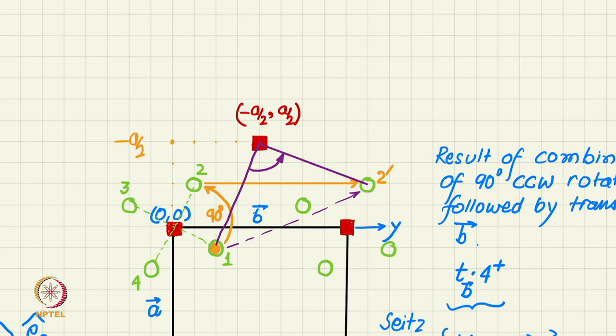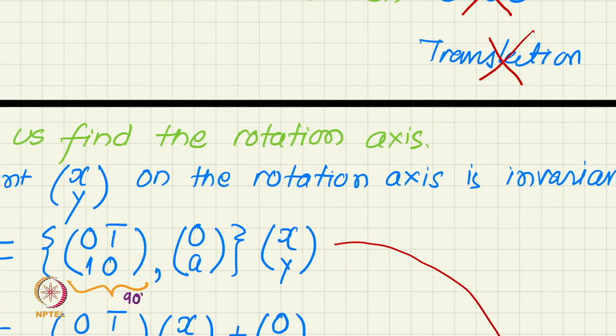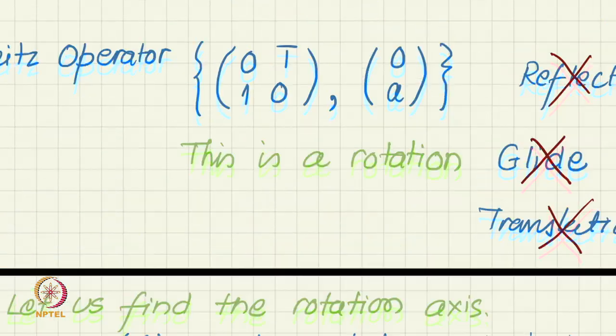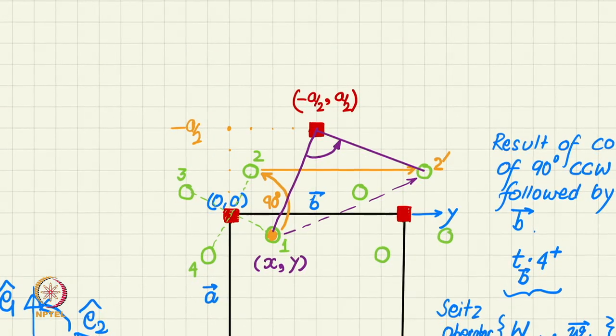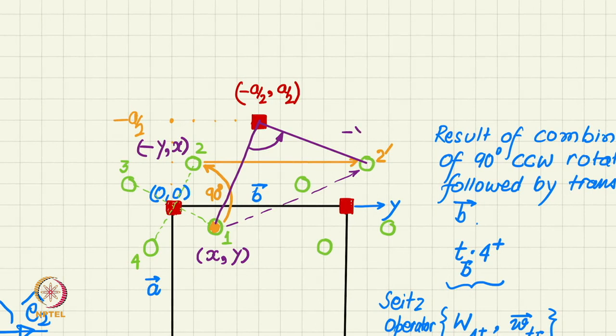Let us look at it from the coordinates. The coordinates of this point was xy. 2 was produced by a 90 degree rotation. This is our 90 degree rotation matrix. And on multiplication, I got this. So this is minus y, x. Point 2 is minus y, x. And this is coming by translation of B. So that is minus y. I don't add anything to the x coordinate. In the y coordinate, I add a.